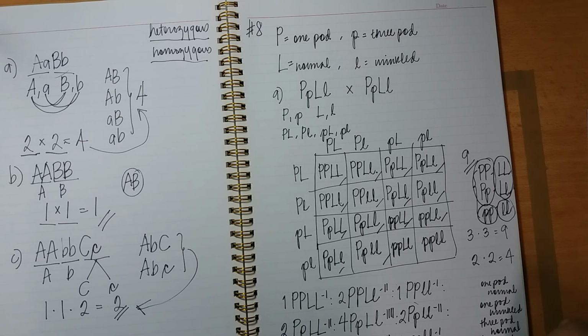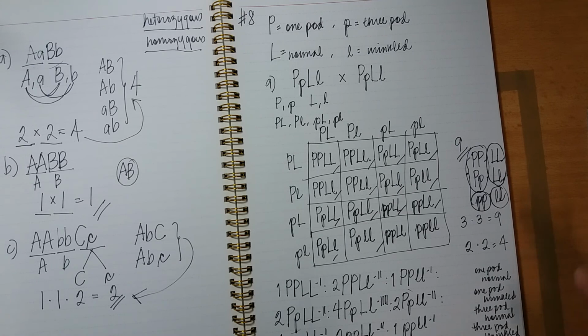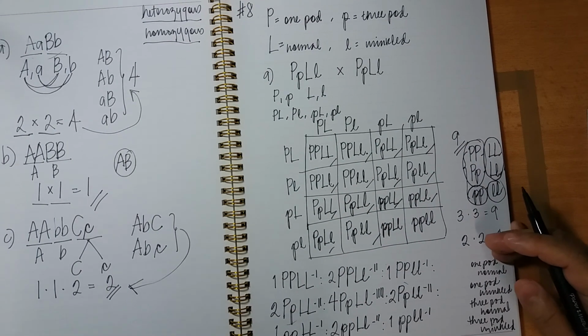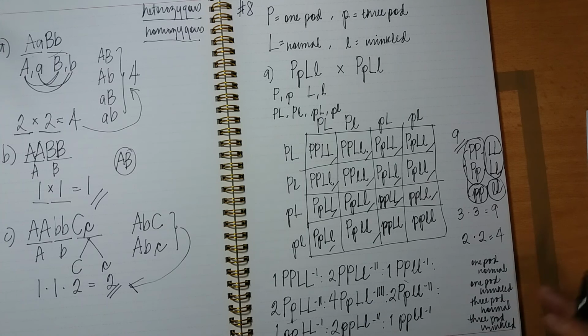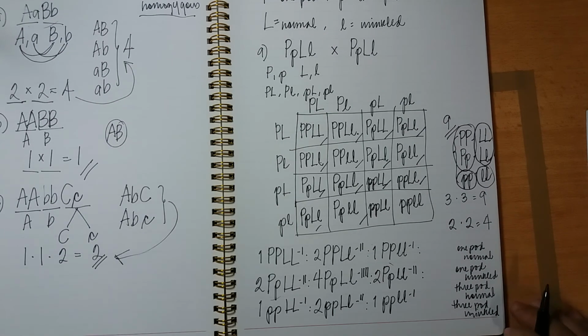Nasa dulo na ng papel. I hope so. Hindi ko masilip. I don't know. Anyway, kita ba? Kita ba? Sagad na sagad. Bayaan na natin nasa taas. Okay, sige. So, these are the possible phenotypes.